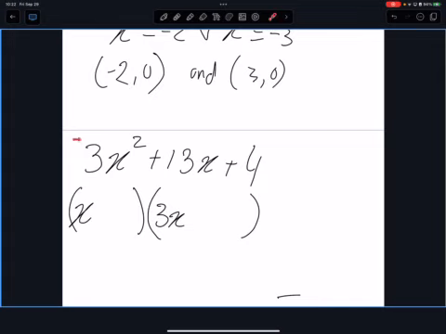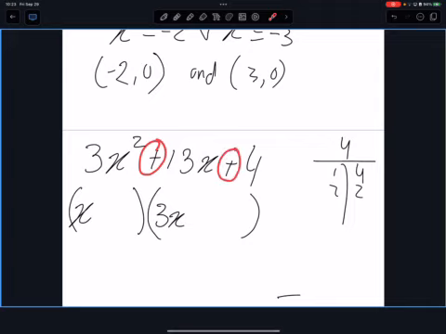3x squared. I need to look for two numbers multiplied with each other that form 3: 1 and 3. Second step. Two numbers multiplied with each other become 4: 1 and 4, and 2 and 2. Since you practiced a lot, you know in advance both numbers have to be positive. Why? Because I have two positive numbers there. When you practice, you notice these things immediately. So by definition, these two numbers also are positive.